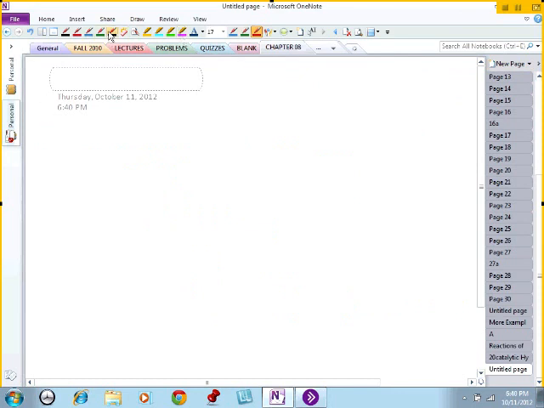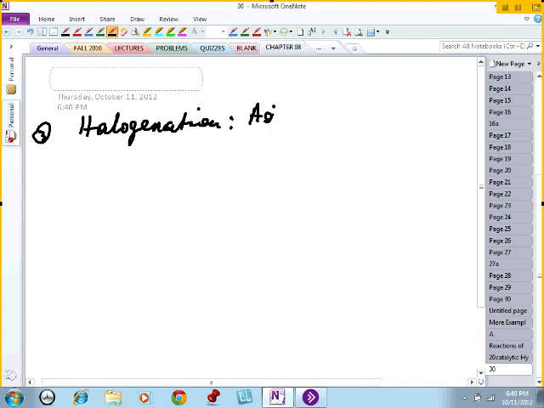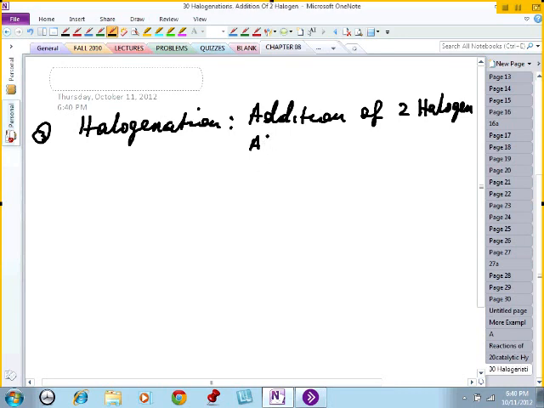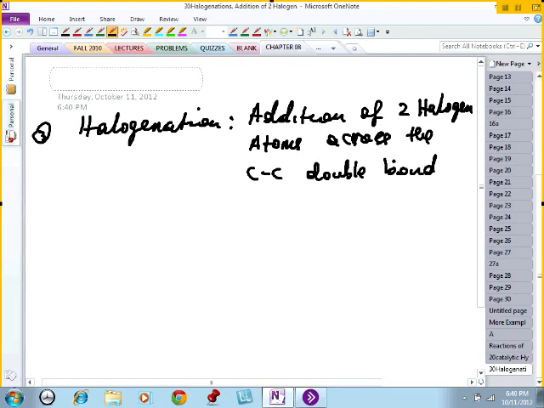Okay, 3. Halogenation. This is addition. Addition of two halogen atoms across the carbon-carbon double bond. And specifically, the halogen atoms that are of interest to us would be bromine and chlorine.